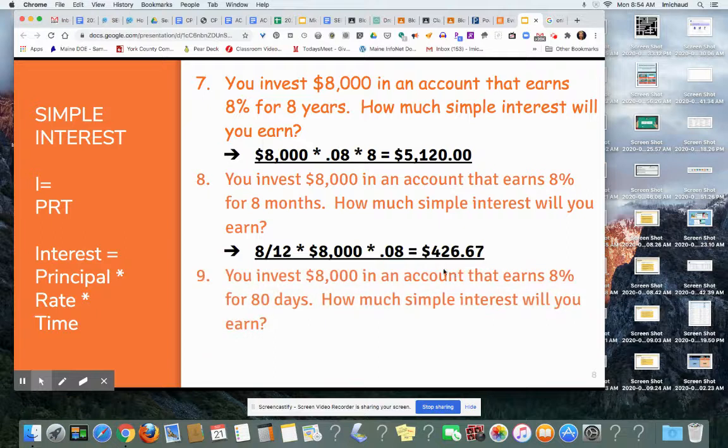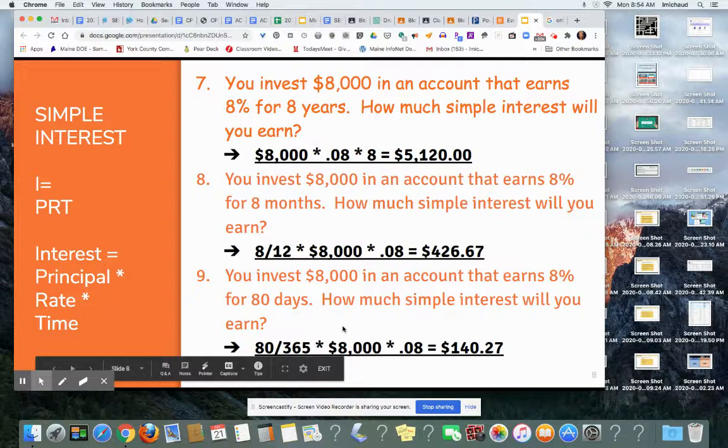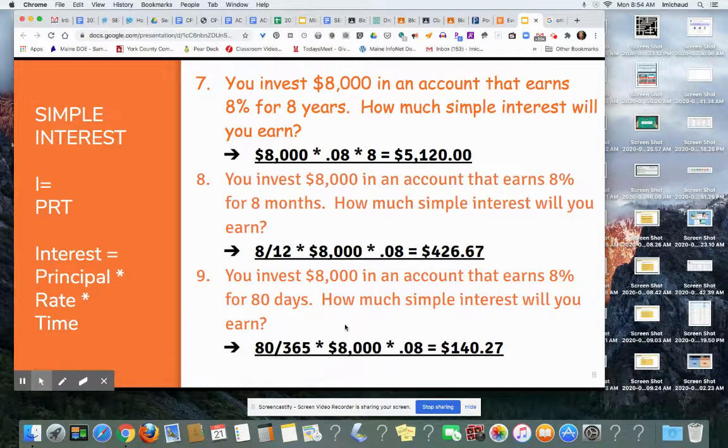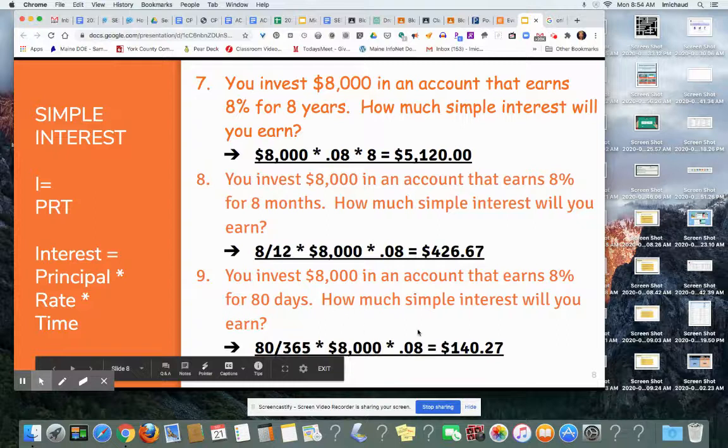Number 9, you invest $8,000 in an account that earns 8% for 80 days. How many days are there in a year? 365. This is a fraction of a year. Do this first. 80 divided by 365 equals, times 8,000 times 0.08. Your answer is $140.27.